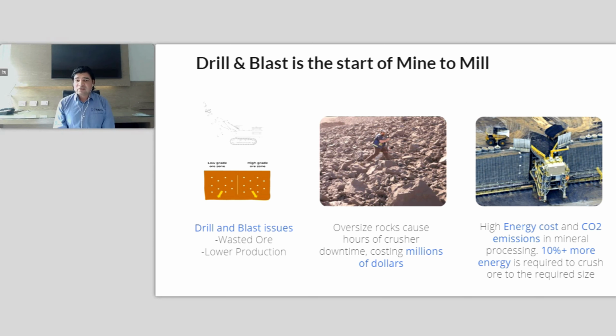And we've also seen how these issues impact energy here. High energy costs and carbon emissions are one of the biggest topics and themes that everybody is looking to address in terms of the processing circuit. If we are producing better size at the blasting stage, we're obviously going to reduce those energy costs, and we have seen up to 10% more energy is required to crush the ore or the rock, depending upon whatever plant you have, if it's not at the required size.